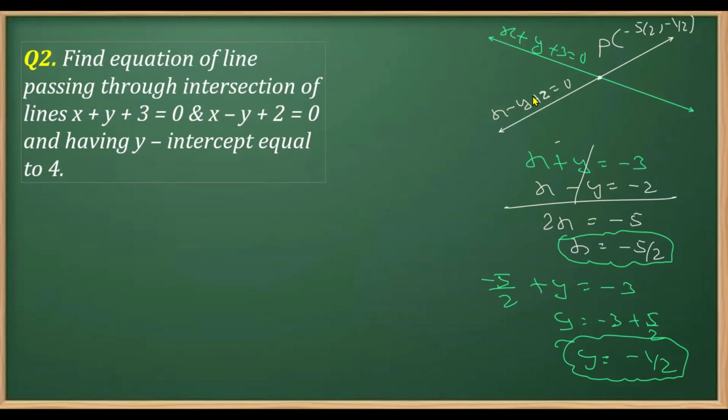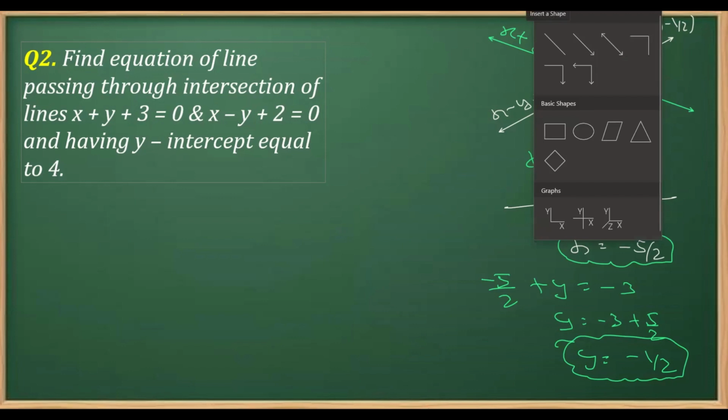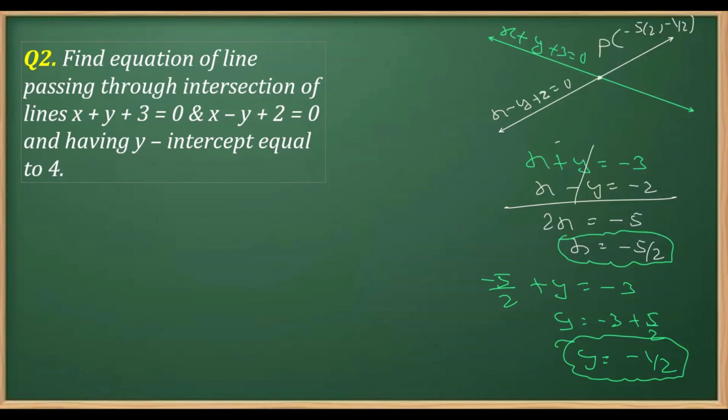Now we have to find the equation of another line. There's a third line over here that is passing through this point of intersection, and its y-intercept is given as 4. So let me read it again. We have to find the equation of the line passing through these two, having y-intercept given as 4.